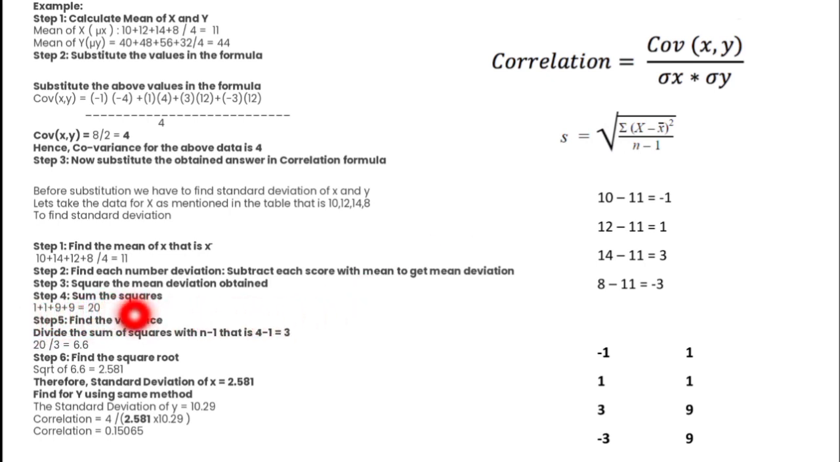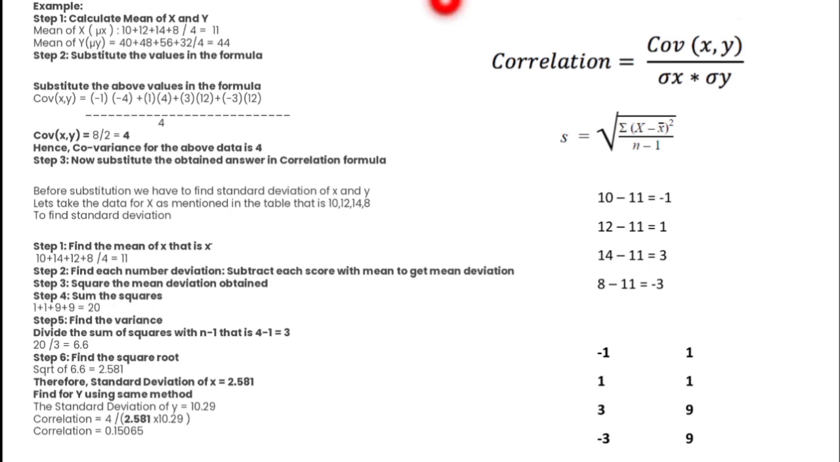The value is 20. Now I find n minus 1, which is 4 minus 1, 3. Now I divide 20 by 3. The summation of (x minus x bar) whole squared is 20, so 20 divided by 3 is 6.6. And the square root of 6.6 is 2.581. Don't get confused.